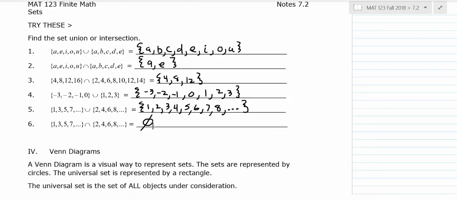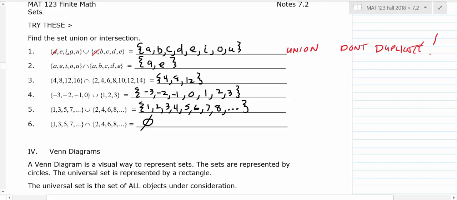Okay, so let's look at the strategies on this. So this one is a union, and the strategy I use is I try to put everything in order, even if it's letters. So it's basically, okay, the A, I just write it once. Again, don't duplicate. That's the key thing. Everybody understand what I mean by that? Okay, all right.